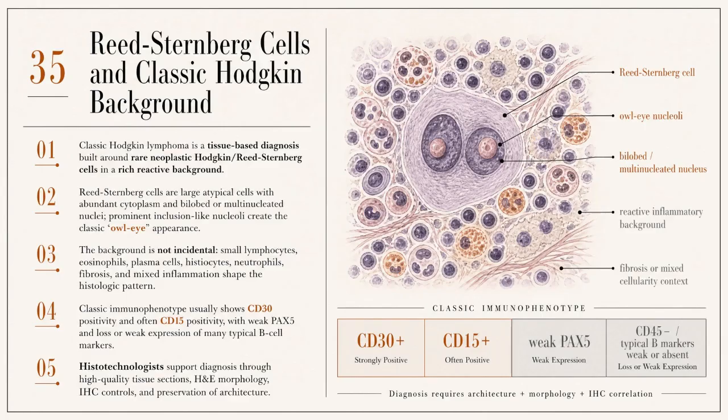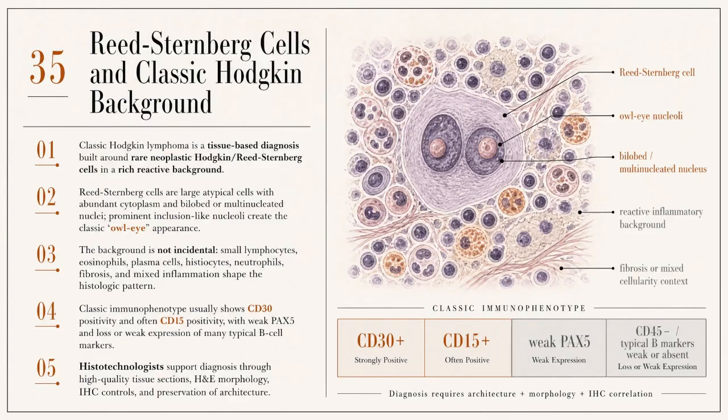Reed-Sternberg cells are the pathognomonic hallmark of classic Hodgkin lymphoma, and their identification is pivotal in differentiating this lymphoma from other mature lymphoid neoplasms. Morphologically, these cells are distinctive. They are large, often binucleated or multinucleated, with prominent eosinophilic nucleoli that create the classic owl's eye appearance. Their abundant eosinophilic cytoplasm further sets them apart within the lymph node architecture.